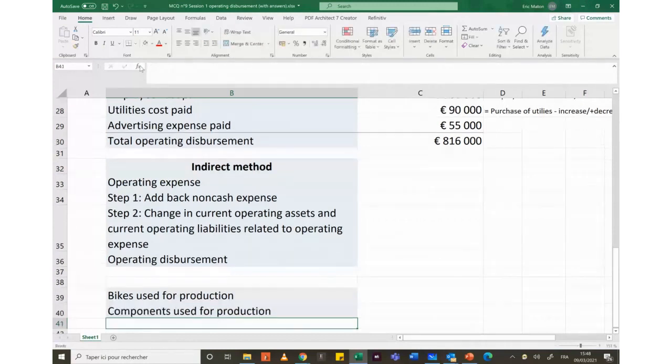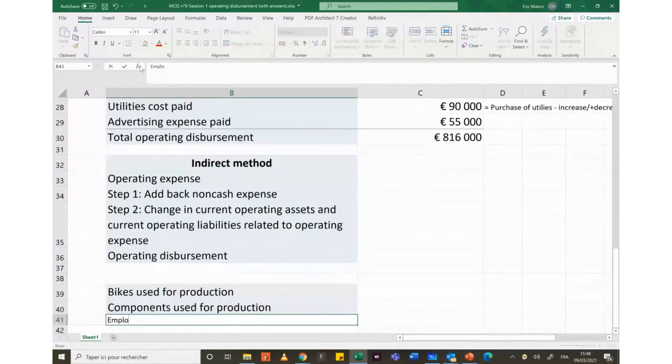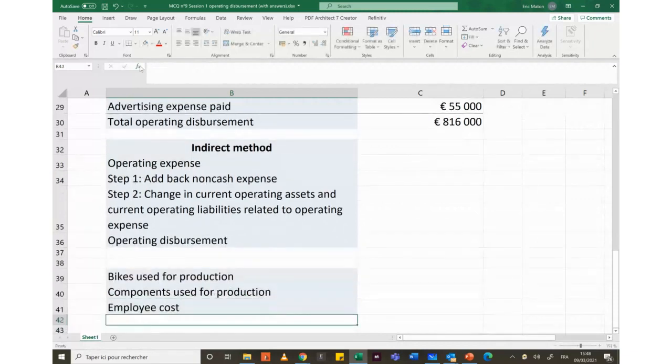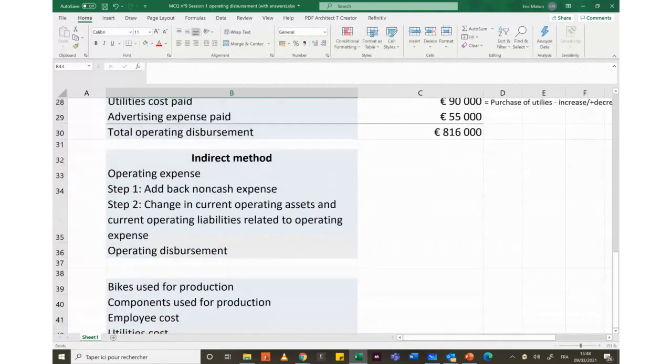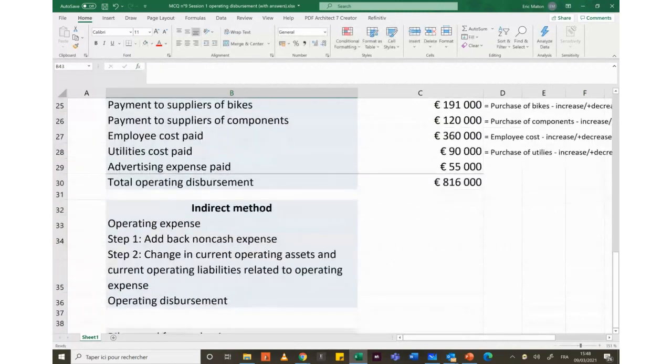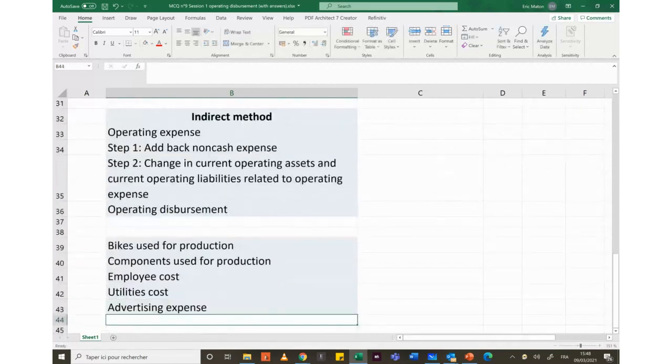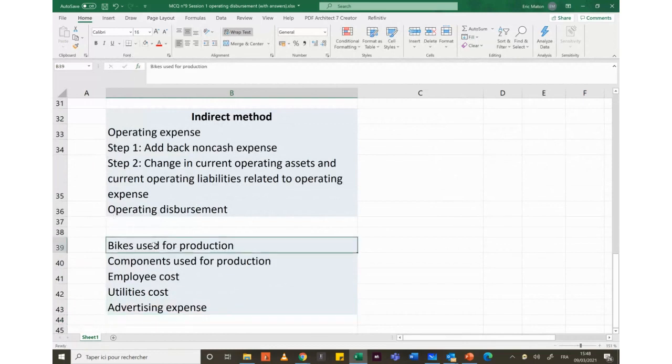I need the employee cost. I need the utilities cost. What else? I need the advertising expense. But don't forget, I have bags used for production, components for production. My problem is I have too much expenses if I produce more than I sell.